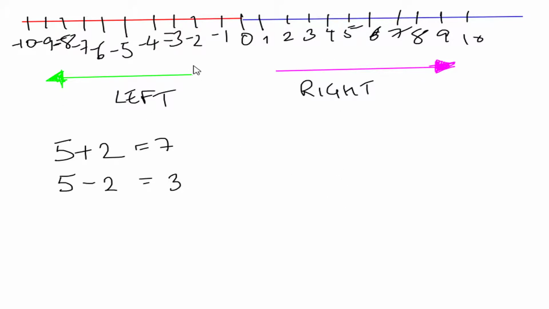Okay, so now let's use negative numbers. Let's give an example of, say, -5 plus 2 and -5 minus 2. Since we've got -5 plus 2, we go to -5 here, and as it's plus, you go towards the right 2 places, 1, 2, you end up with -3.